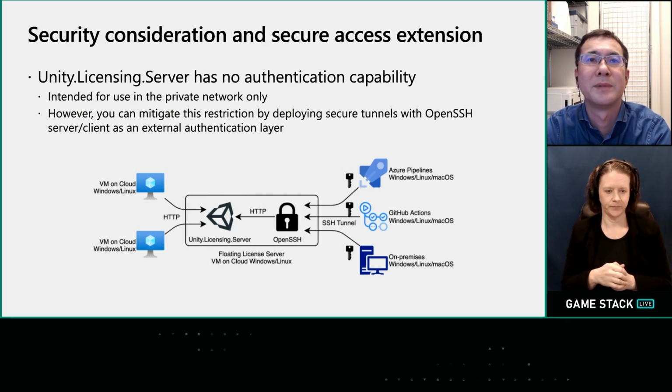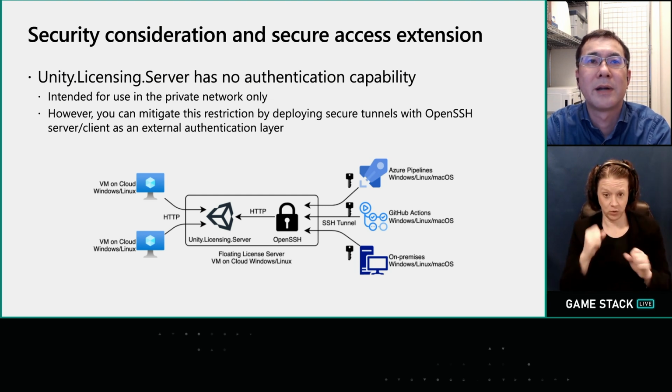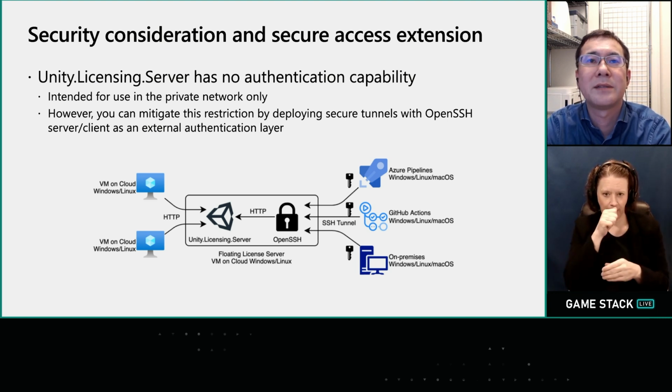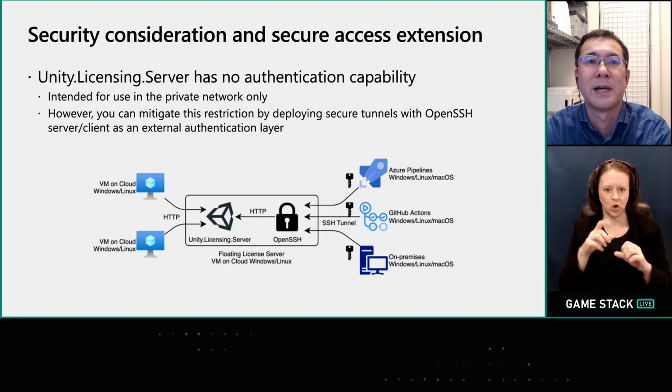Next, I talk about some security consideration. The license server is a REST API server, but has no authentication capability. It's intended for use in the private network only. But you can mitigate this restriction by using the port forwarding feature of OpenSSH. It can establish secure tunnels that enable remote clients to access the license server. In this way, we successfully expose the license server to Unity editor in the remote network or managed CI services like Azure Pipelines.